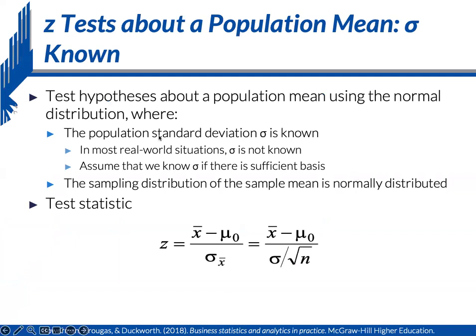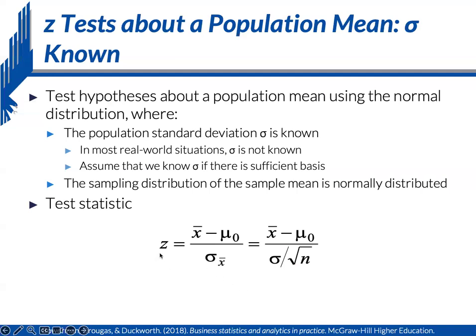Next, the population standard deviation is known. So for the variable that we are making inferences for, the standard dev of the entire population is known. Finally, because this is a z-test which is based on the normal distribution, the sampling distribution of the sample mean must be normally distributed, which means that either the variable itself is normally distributed or the sample size is large enough. And the test statistic that will serve as the basis for us to make a decision about the hypothesis is computed using this formula.